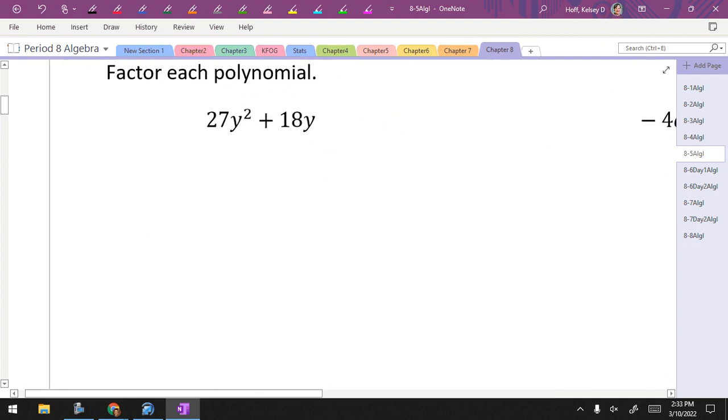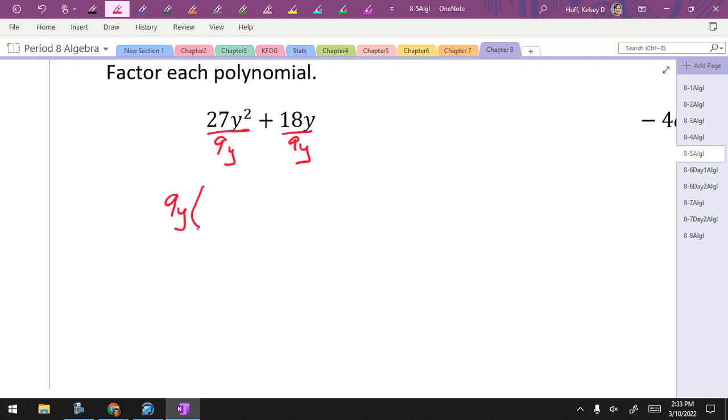27y squared plus 18y. We have to find the biggest number that divides out of 27 and 18 evenly. 9. I want to take as many y's as I can, but I have to be able to take them from both. How many y's can I take from them? Just one. So we are going to divide out a 9y. Now, that 9y doesn't just disappear. We got to keep track of it. So 9y is going to go out front. Now put a parenthesis and divide.